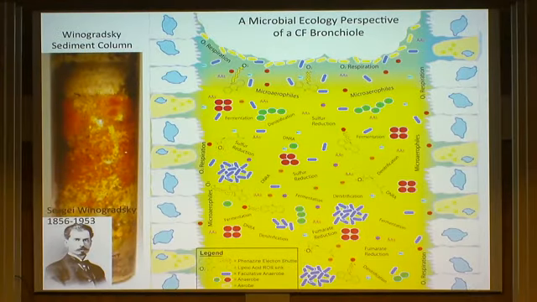What's interesting about this is it's not all that unlike one of the first, or really the first, microbial ecology experiments ever, the Winogradsky column. So what we think is that the CF microbial community likely sets up and stratifies very similarly to how it does in soil. And this was done in about 1890, so over 100 years ago.